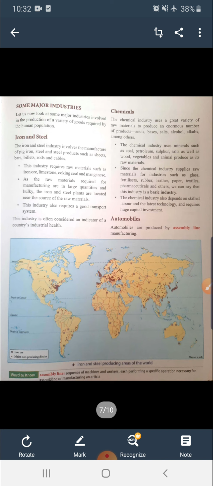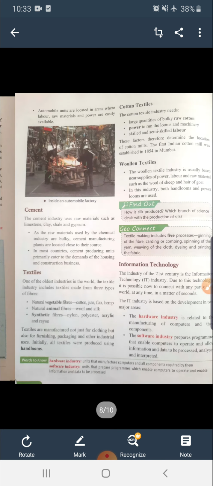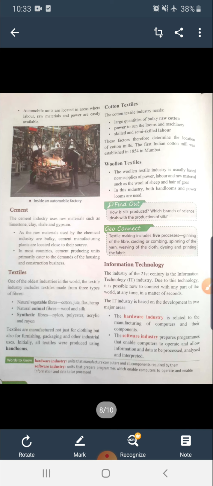So the different parts of the same thing, meaning the different parts being made in automobiles, each part has a different team, a department working on it, and at the end all the parts are joined together. That is considered as assembly line. Automobile units are located in the areas where the labor, raw material, and power are easily available.